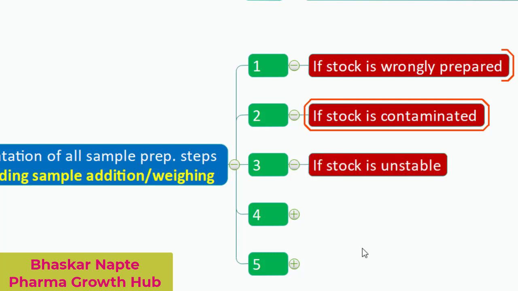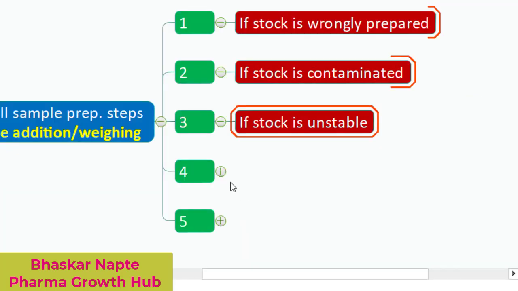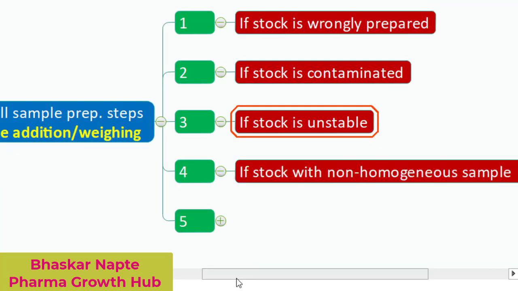The third reason, if the stock is unstable. In case you are conducting the analysis after a day, and you find that the validity of the stock solution is only a day or 24 hours, will you be able to conclude anything if you use that particular stock solution after a day or after 24 hours? You will not. You can get unnecessary misleading results. So to avoid that situation, you can make the retesting even for the investigation purpose. That is more important.